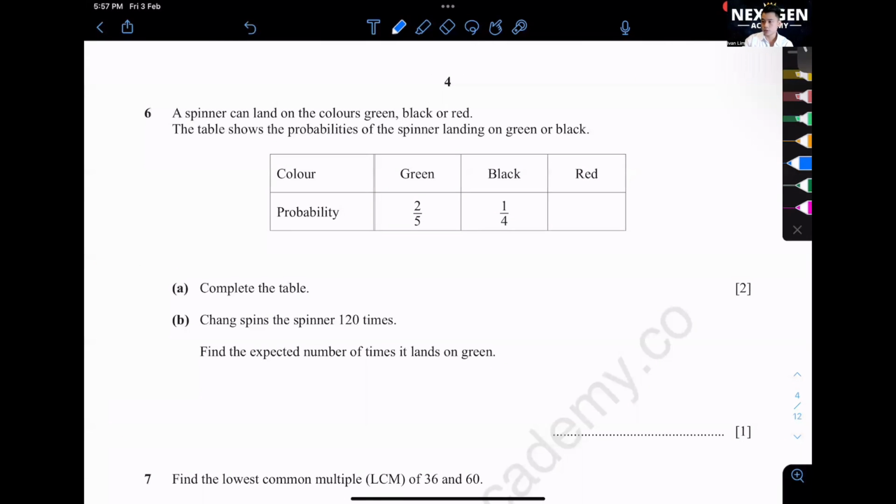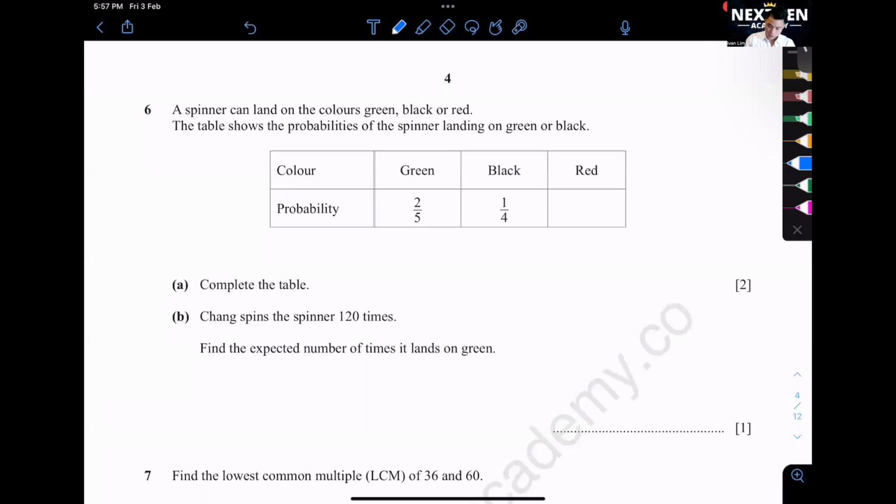Question 6. A spinner can land on the colors green, black, or red. The table shows the probability of the spinner landing on green or black. So we have the green probability and black probability. Complete the table. Probability will always add up to 1. Your total will always equal 1 because it's 100% when we calculate for something to occur.